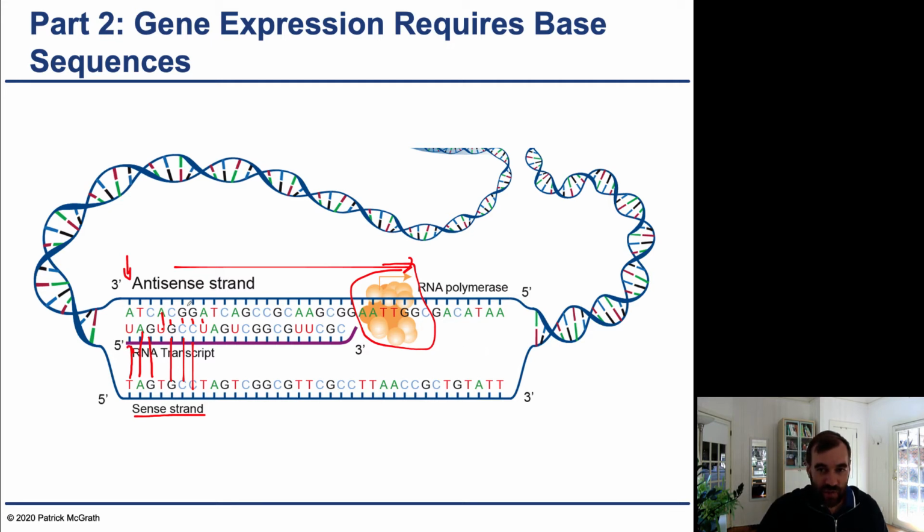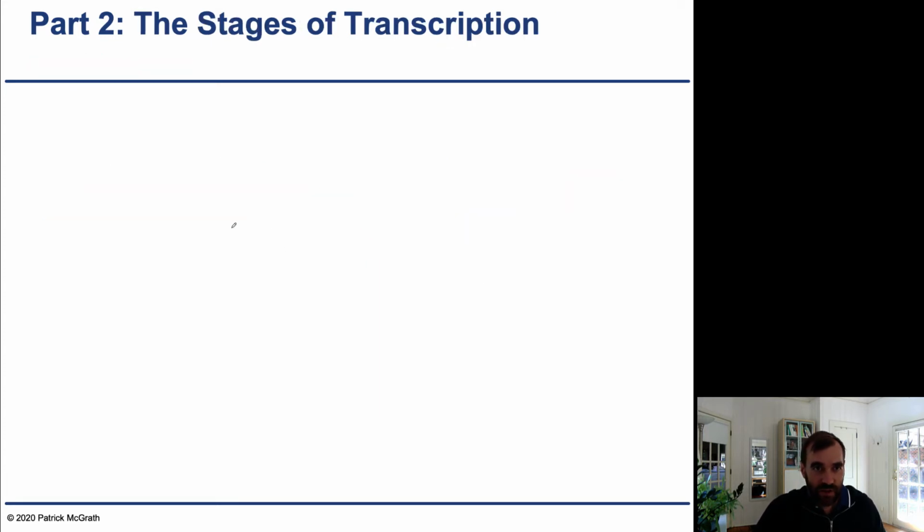But this is just terminology, so make sure you remember that the antisense strand, or the template strand, is the strand that the RNA polymerase binds to, but it's the reverse complement of the mRNA sequence that is produced. The coding strand is not actually bound to or used by the RNA polymerase, but it has almost the exact same sequence as the mRNA that's produced.